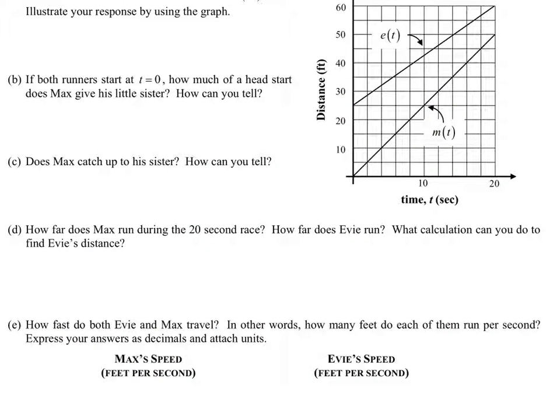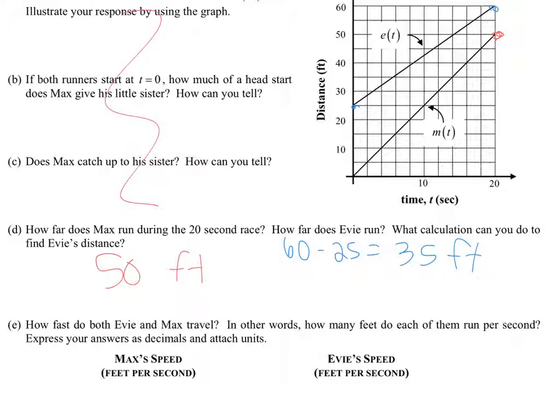All right, so we have already answered these ones. So how far does Max run during the 20-second race? In the 20-second race, if that's really where we're stopping, Max ends up running 50 feet because he ends right here. How far does Evie run? Evie goes from 25 to 60. So 60 minus 25 is 35 feet. Which obviously is the calculation used.